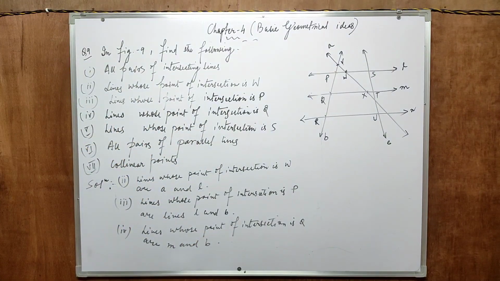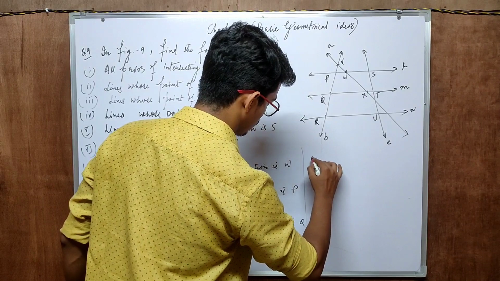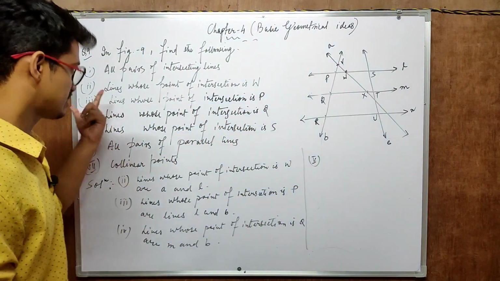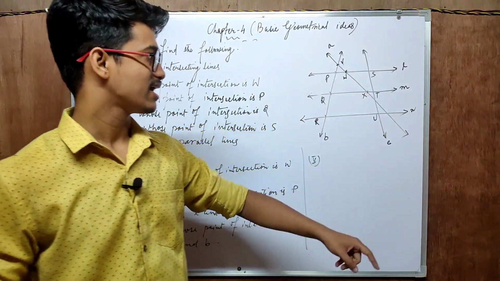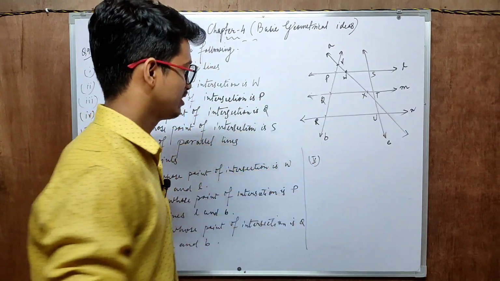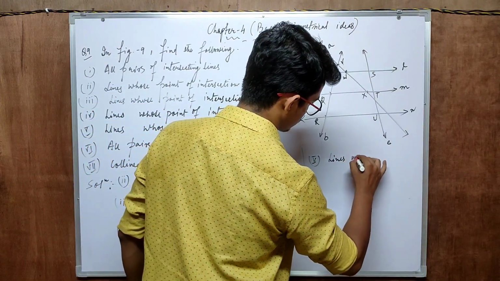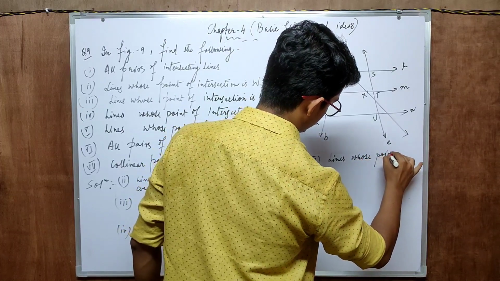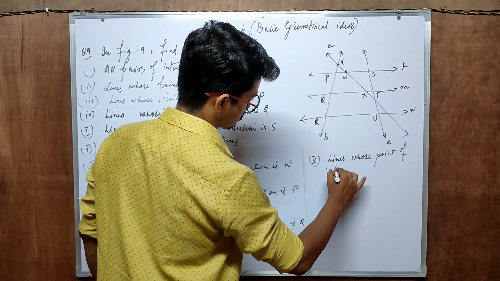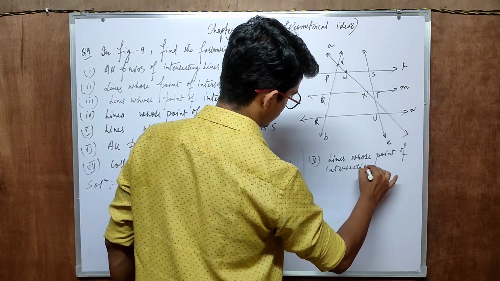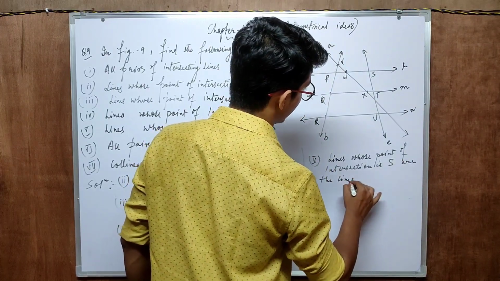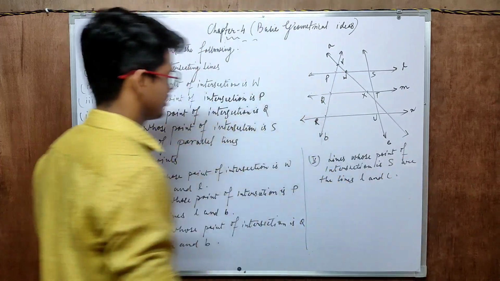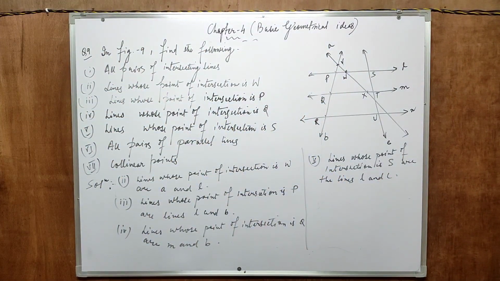Last but not the least, question number 5, and it will be what? The same question: lines whose point of intersection is S. So here S is on that line, so it will be L and C. So lines whose point of intersection is S are the lines L and C. Done. Move on to the next part, question number 6, all pairs of parallel lines.